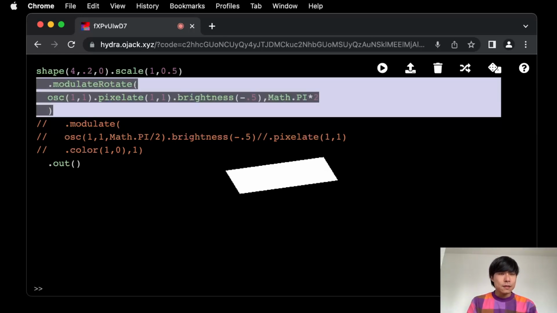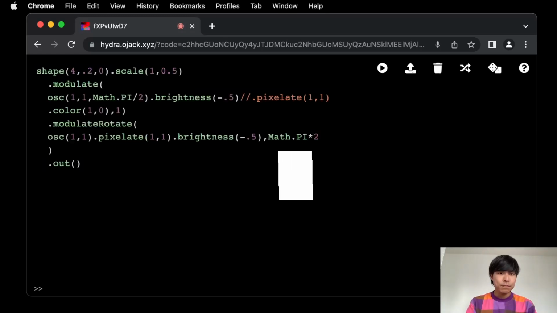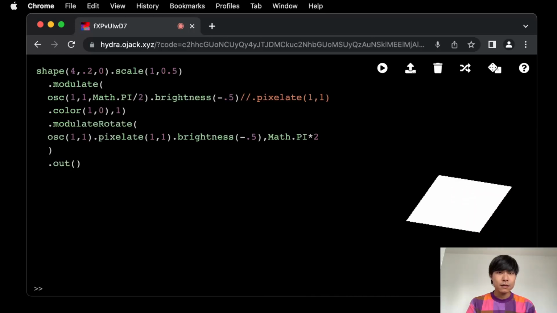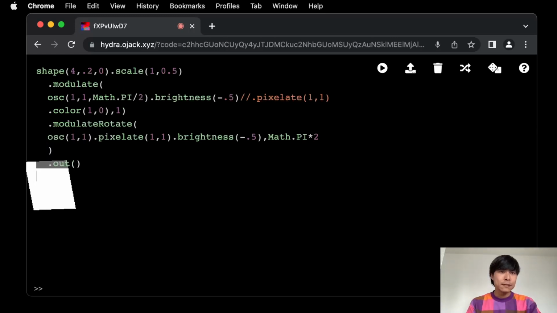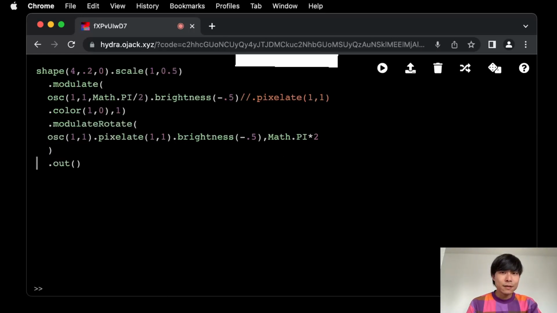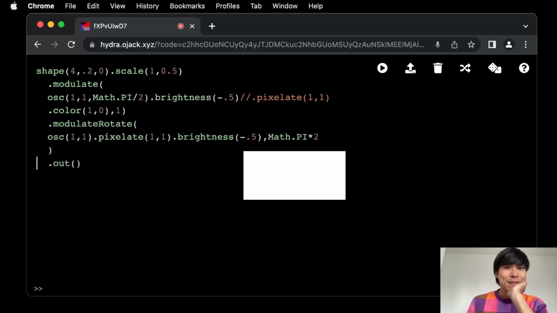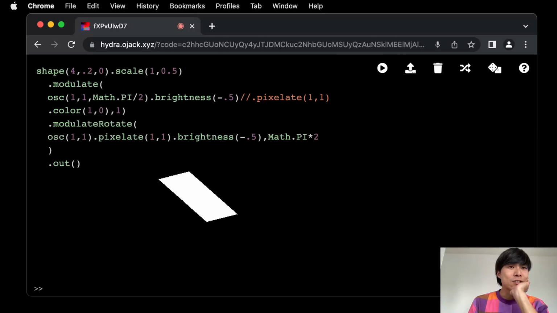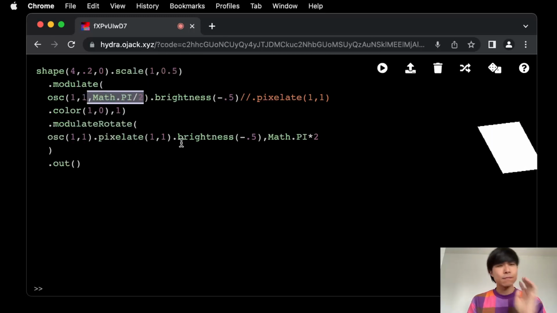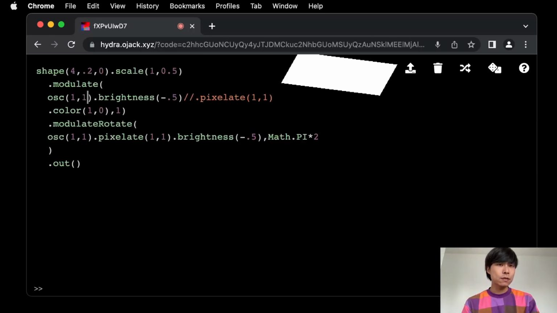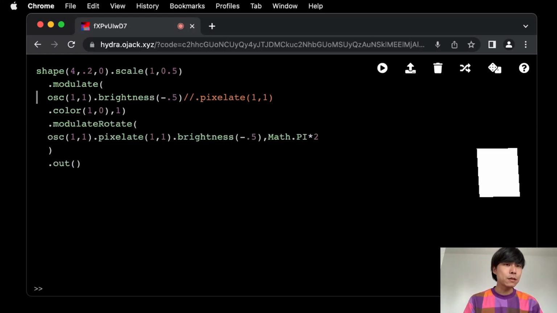Maybe what's more interesting is to chain them, but in a different order. So now it's doing something very different. I don't know what it is, but it's like a lissajous shape again. Oh, maybe because of this value for the phase shift. I don't know. Whatever. It does something interesting.